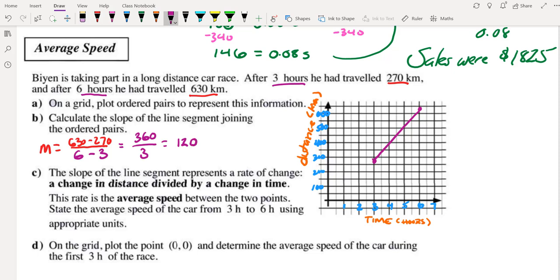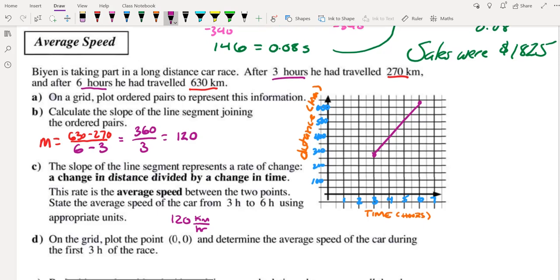We clean this up, and 360 divided by 3 is 120. So what are the units here? What does this represent? We have 120, our y units were kilometers, divided by x units, which were hours. So this represents kilometers per hour. We're talking about our car race here, so this represents the speed. The average speed between that time frame is 120 kilometers an hour. Okay.